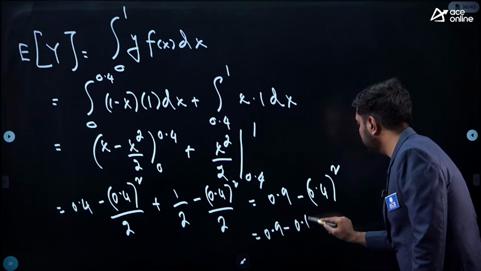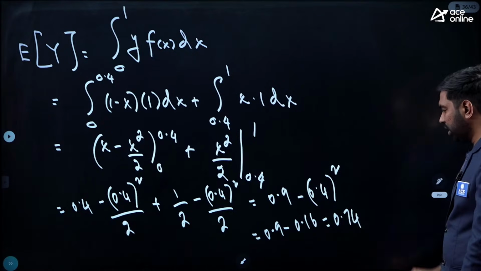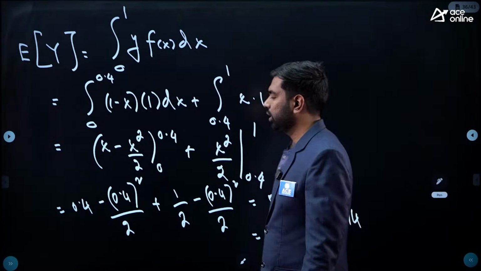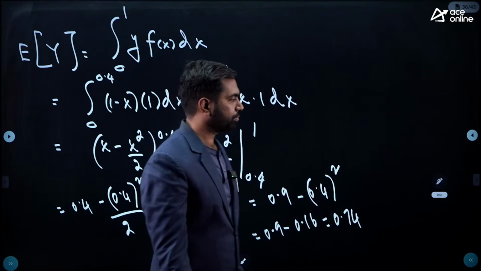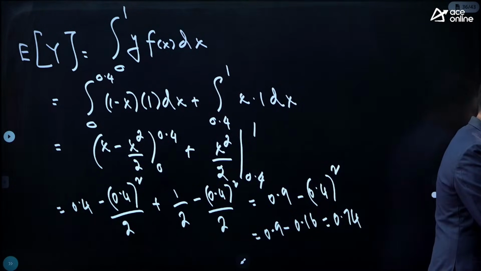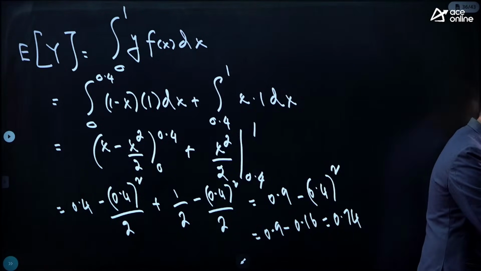0.9 minus 0.16. How much is this? I don't need a virtual calculator actually here. I'm getting the answer as 0.74. Can you people confirm it? Students who are watching live, can you confirm this answer?